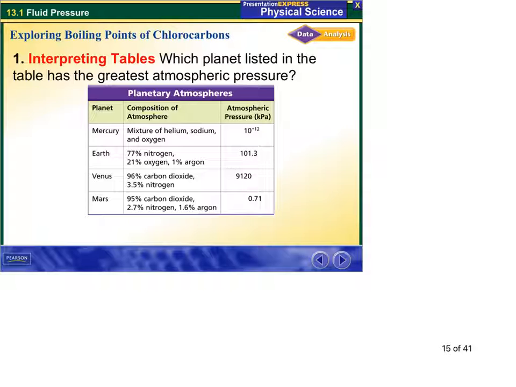Number 1, which planet listed in the table has the greatest atmospheric pressure? Look at that, see if you can figure out the answer. And here we get Venus at 9,120 kilopascals. So we can see this is much greater than all the other ones.